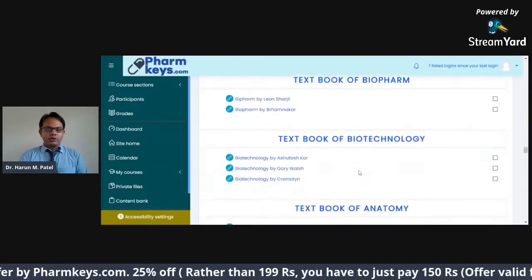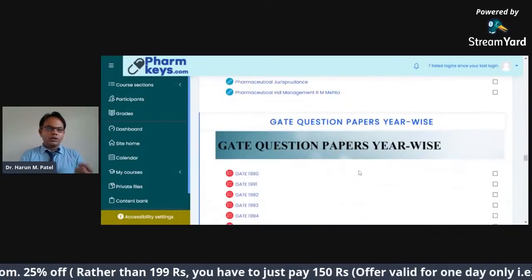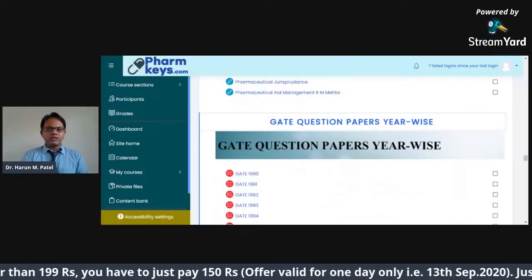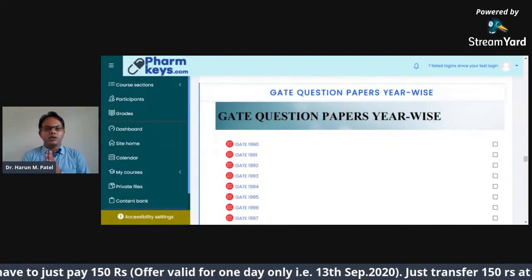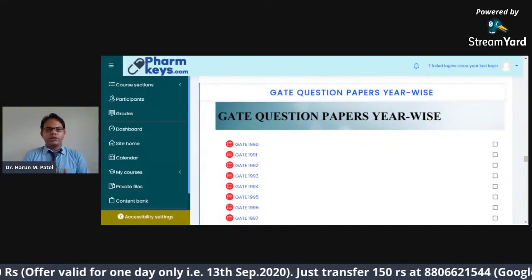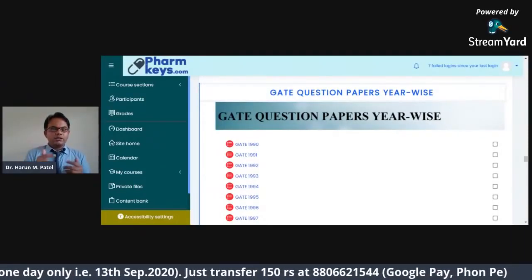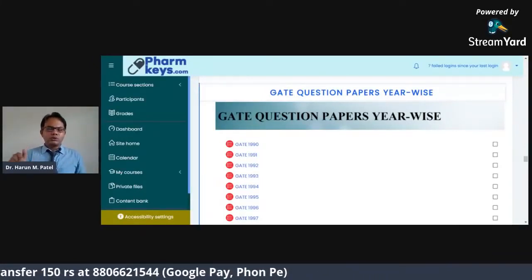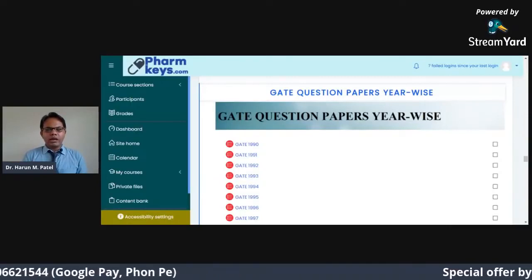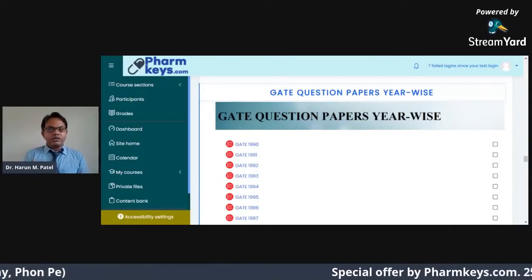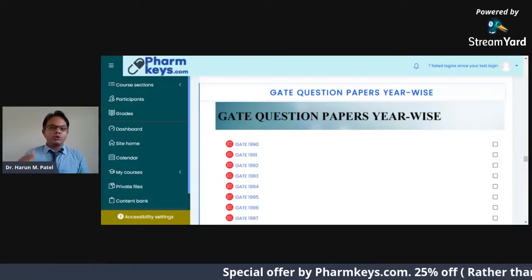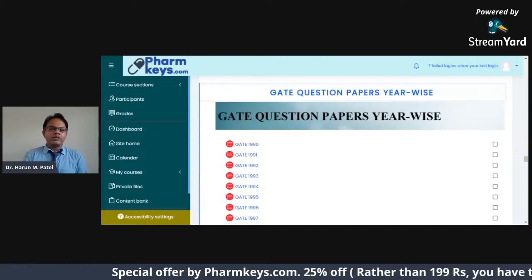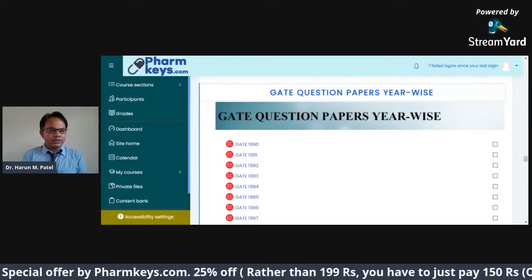The third important aspect of FarmKeys is that they are giving last 32 years question paper in 3 format. And this last 32 years question, it starts from 1990 to 2020. This is one of the wonderful apps, which even included the question paper of 2020. I don't think that you'll find this question paper on any other platform.